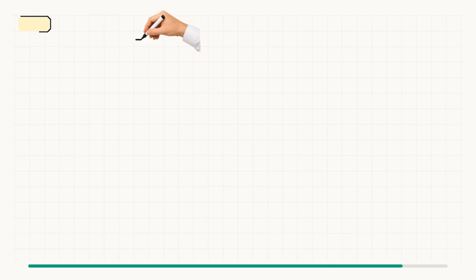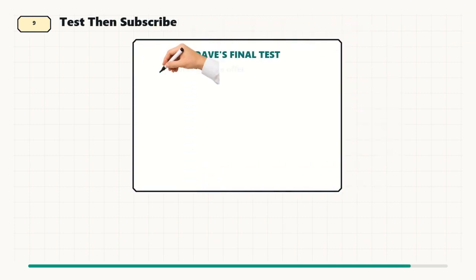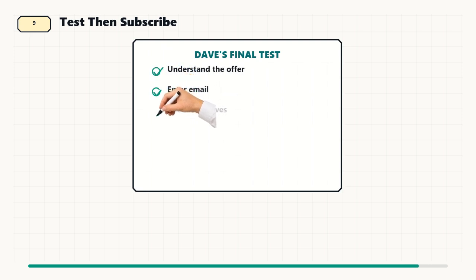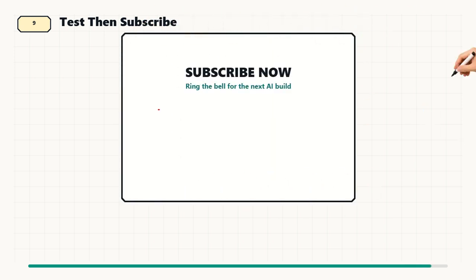Before Dave calls it finished, he tests the funnel like Maya. Can she understand the offer? Can she enter her email? Does the checklist arrive? Do the follow-up emails send? Is there a clear paid next step? If yes, Dave has a working sales funnel.